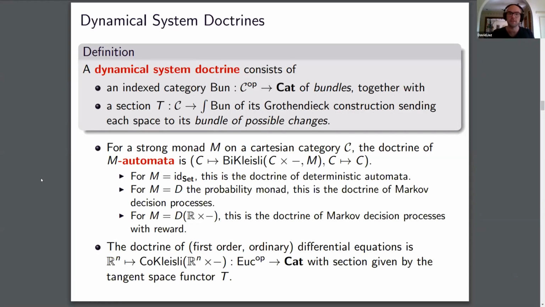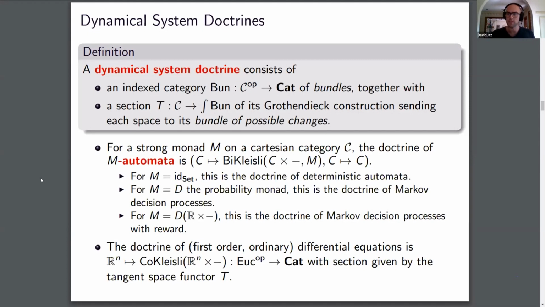And the changes might change depending on the state you are in. So for example, the tangent bundle, which is really where the value of the right-hand side of a differential equation lives, it's a vector in the tangent bundle, might change over the base point. So we need this notion of bundle. And so we get that by having an index category.